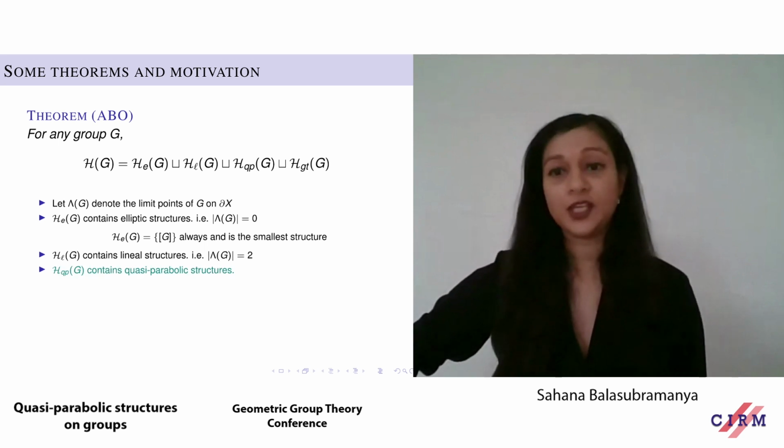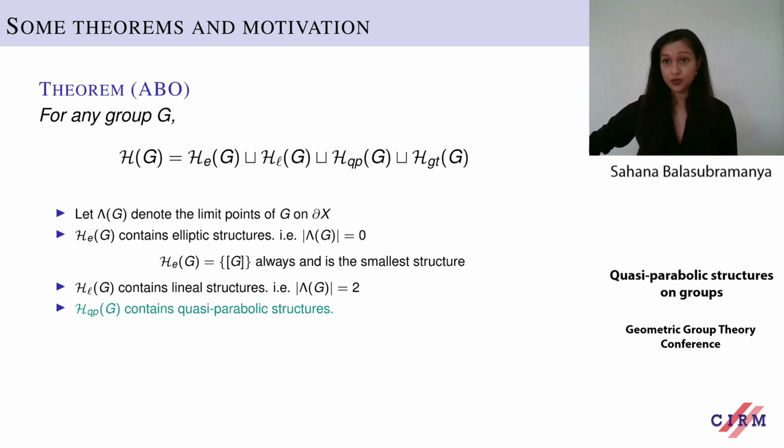The third possibility is the one that I'm interested in the most, which is where we collect quasi-parabolic structures. And what's a quasi-parabolic action? Well, it's where we have infinitely many limit points on the boundary of our hyperbolic space. But moreover, we request that there is a global fixed point on the boundary.